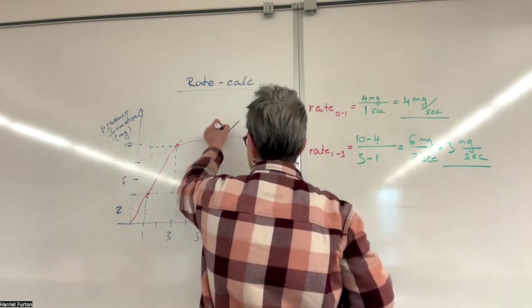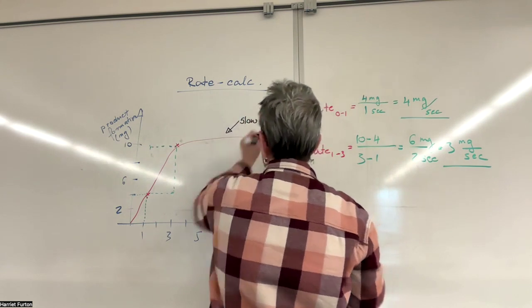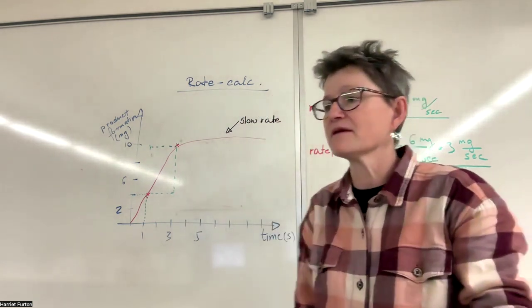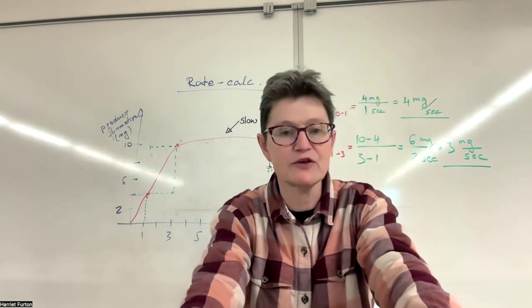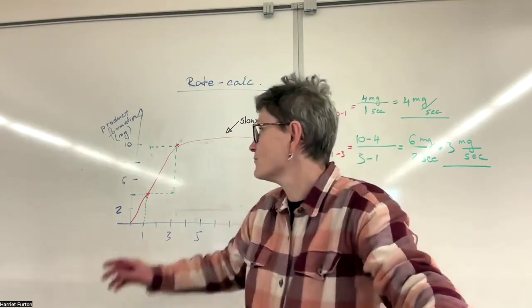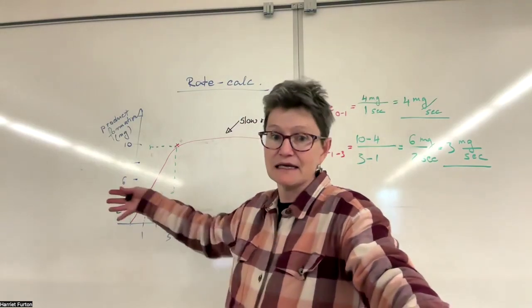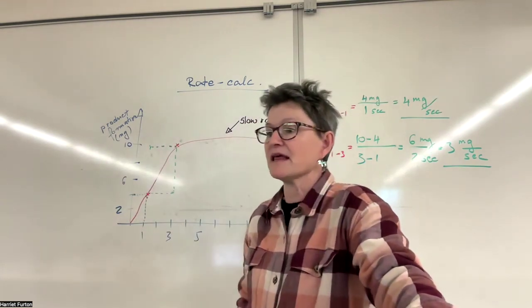I would say this is a slow rate. The slow rate is coming from the enzyme probably having used up all of the substrates, so no more substrate is in the system to produce product. Can be like that.